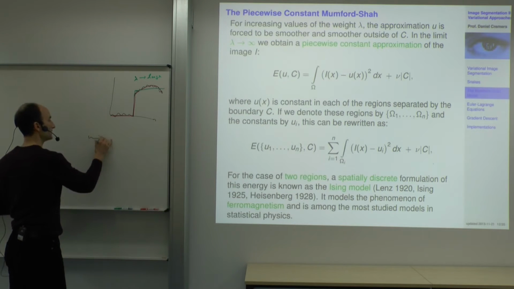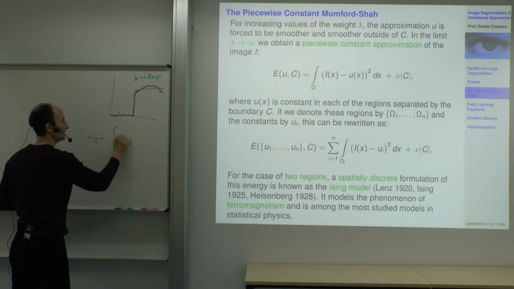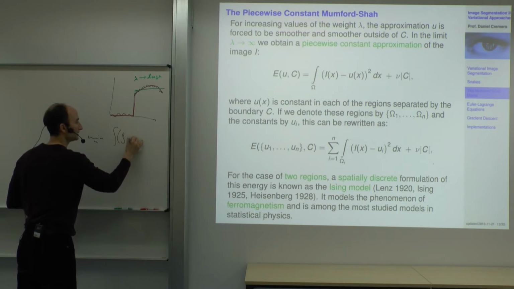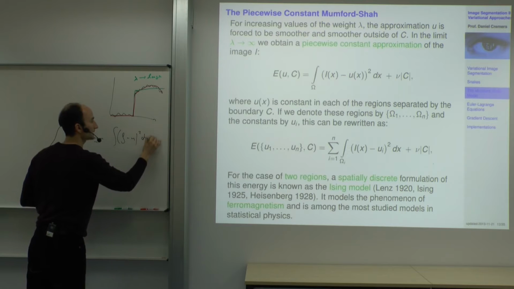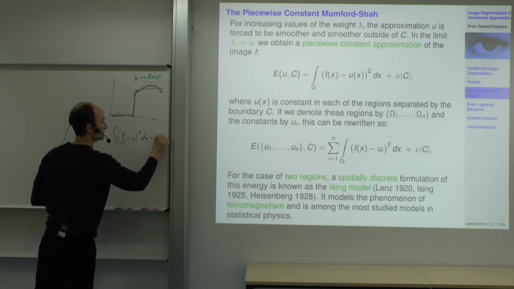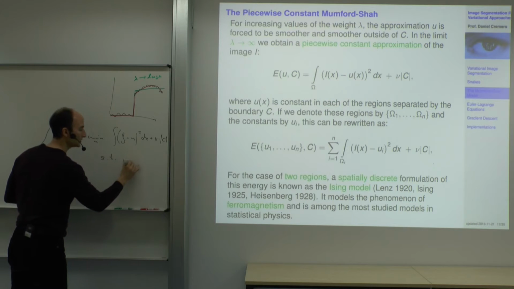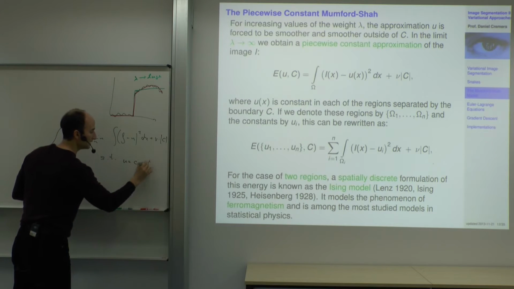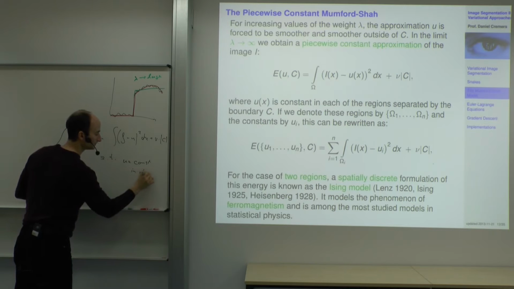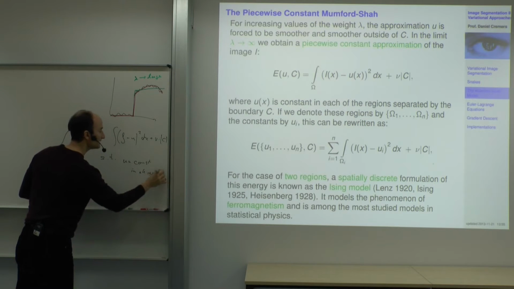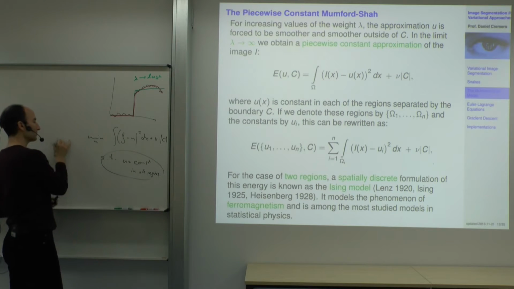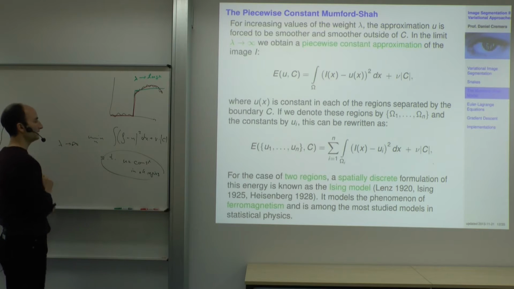So we want to say minimize u, minimize this integral f minus u squared dx plus nu times c, under the constraint that u is constant in all regions. And this is the important constraint, and that only comes for lambda going to infinity.